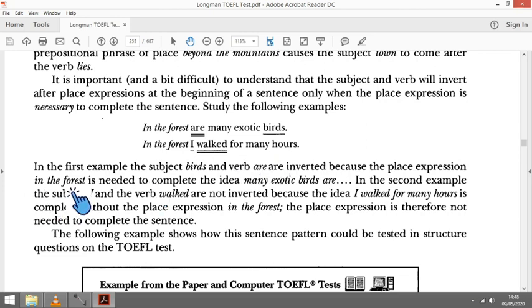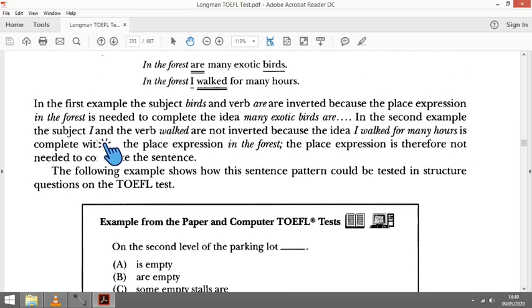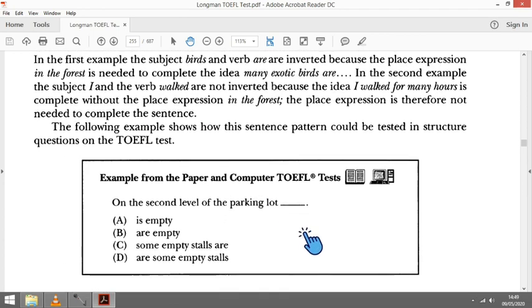In the first example, the subject birds and the verb are are inverted because the place expression in the forest is needed to complete the idea, many exotic birds are. In the second example, the subject I and the verb walk are not inverted because the idea I walk for many hours is complete without the place expression in the forest. The place expression is therefore not needed to complete the sentence. Understand? Well, back to the example.